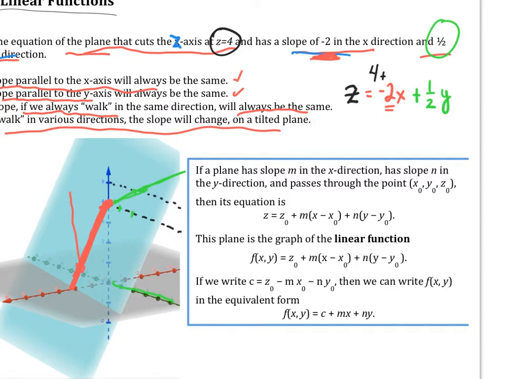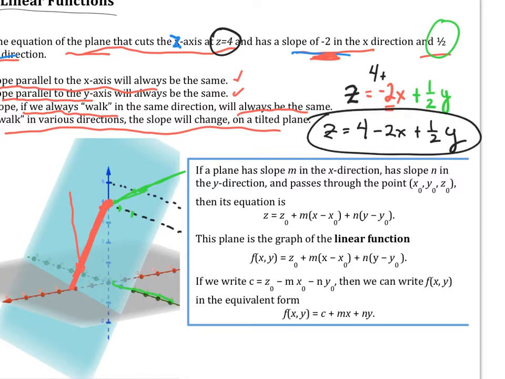And so if I write this properly, I'm going to start at 4. And then if I go in the x direction, I'm going to go down 2 over 1. And if I go in the y direction, I'm going to go up 1 over 2. So that's my equation right there. And so that's how you kind of start. So if I want to do a general form of the equation of a plane, I can do it right with this formula right here.